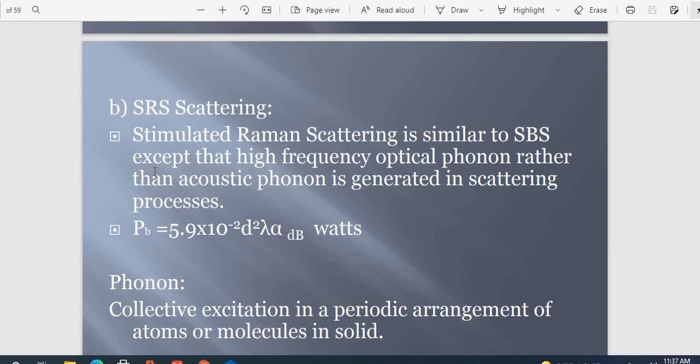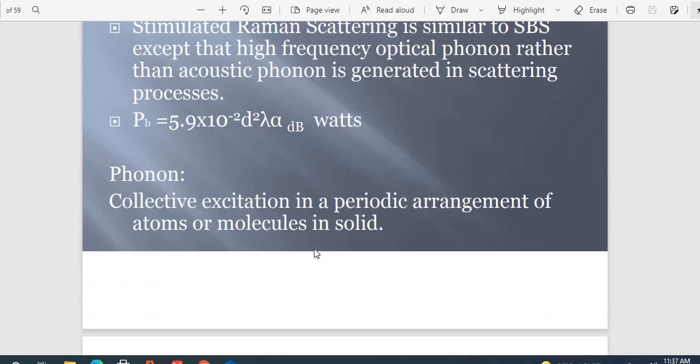So what is the scattering formula? PB equals 5.9 into 10 power minus 2, d square lambda alpha dB watts. Here we have alpha dB in watts, and 5.9 is a constant value. What is d square, students? It's the diameter of the core. Lambda is the wavelength. Alpha is the attenuation, which we consider in terms of decimal.